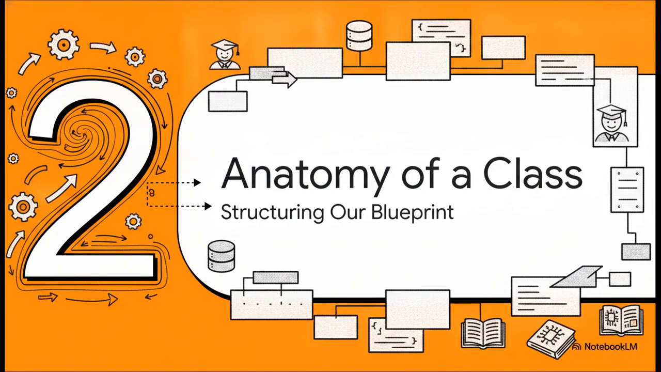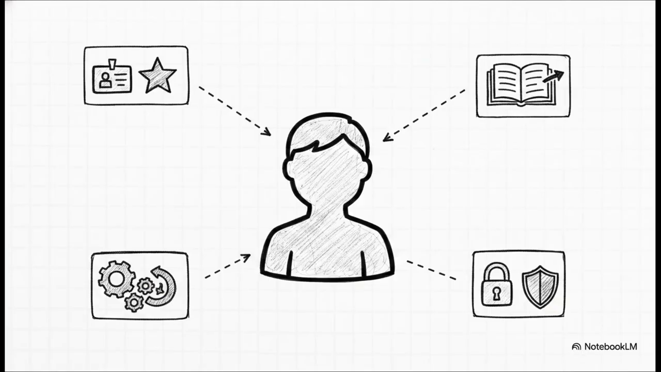Moving to part 2, anatomy of a Java class, structuring our blueprint. Inside a Java class, the anatomy is strict and highly organized. It primarily consists of fields, which are variables declared inside a class. Think of things like an integer for a roll number, a string for a name, or a double for marks. Then we have methods. These are the actions or tasks the object can perform, like study, attend lecture, or submit assignment. And wrapping all of this up, the entire structure is governed by specific data types and access modifiers that dictate exactly how this blueprint is allowed to interact with the rest of the program.